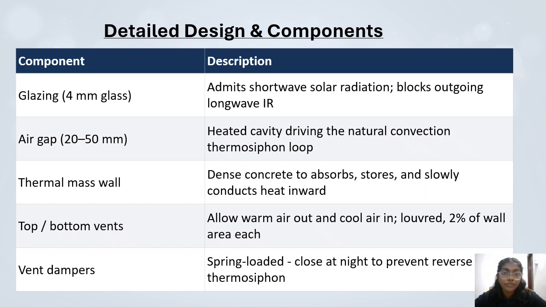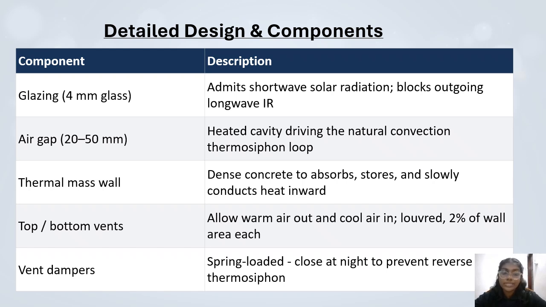In this slide, we present the detailed design specification and major components of the system. The thermal mass wall is made of a 350 mm thick concrete wall which provides high heat storage capacity. For the glazing, we selected 4 mm clear tempered glass. This allows solar radiation to enter while protecting the system.